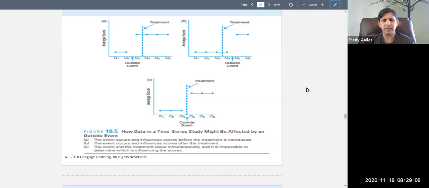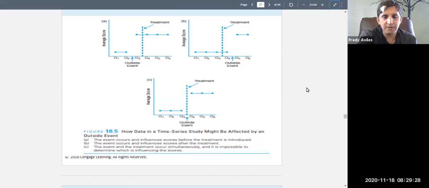The point here is that if the outside event, the potential confound, happens before treatment, or if it happens after treatment, then we know what it's doing, and we can still explain what is happening. It is a problem if the outside event happens at the same time as the treatment.